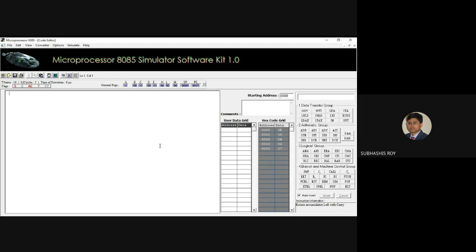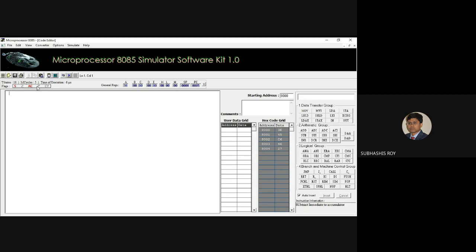Now, before starting this particular set of instructions, I want to say one thing about the data transfer group. During the execution of data transfer instructions, you have noticed that I have not talked about the flags, because data transfer instructions do not affect any flag. But now, as we are going to the next topic, that is the arithmetic instruction set, we have to talk about the flags, because all the arithmetic operations will change the status of different flags.